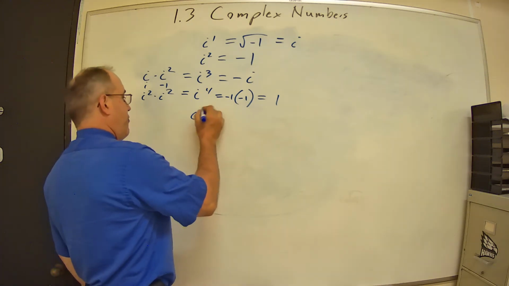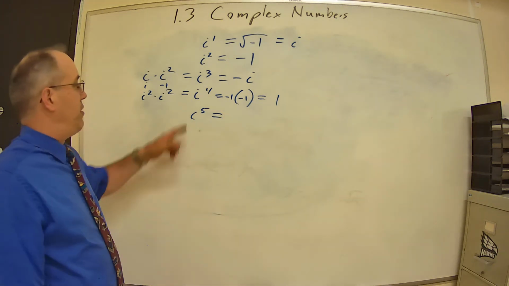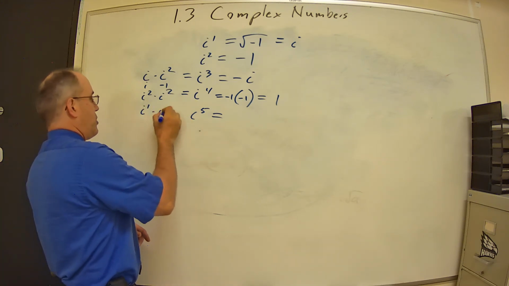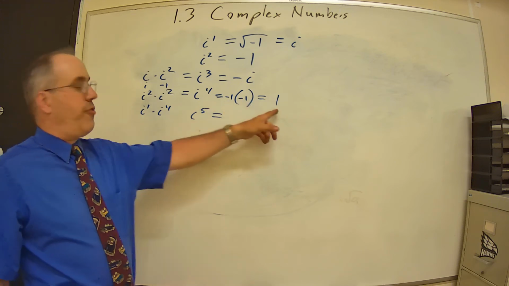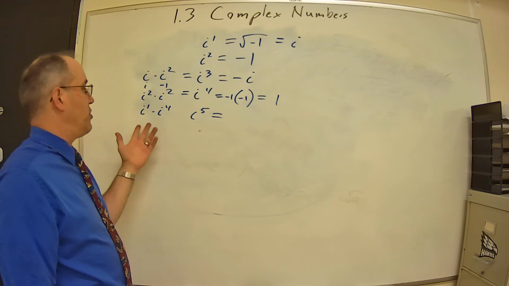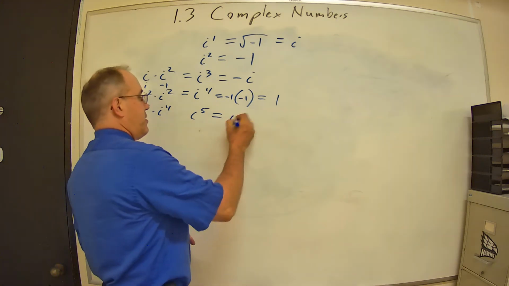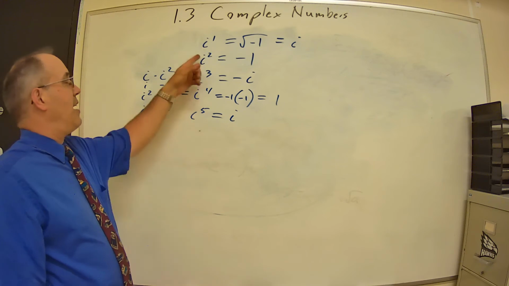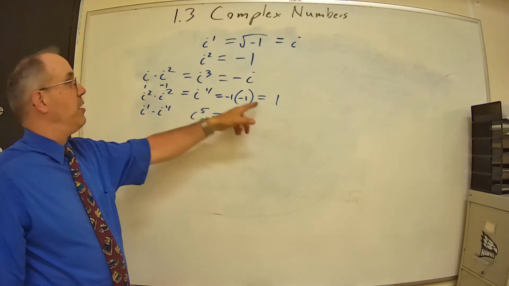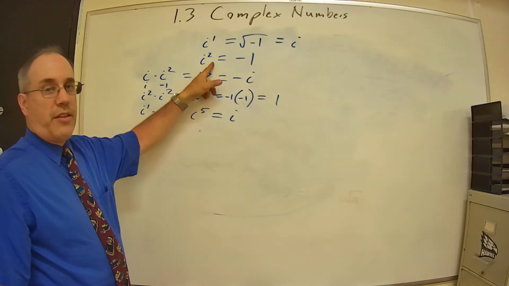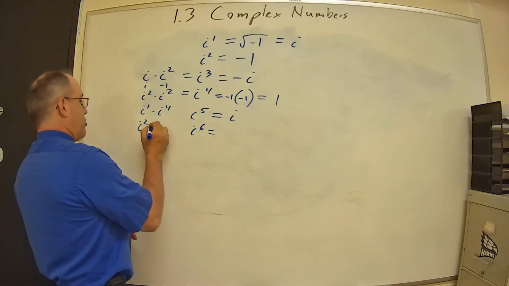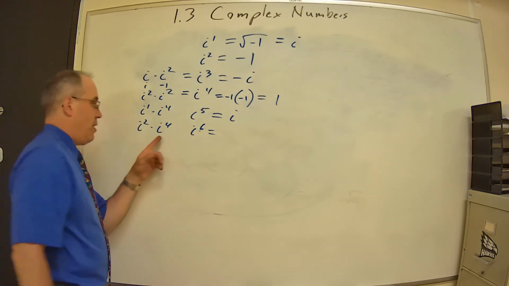What about i to the 5th? Well, i to the 5th is i to the 1 times i to the 4th. i to the 4th is 1. Okay. Well, 1 times anything gives you that thing, so i to the 5th is i again. i to the 6th: i to the 4th is 1, so i squared times i to the 4th gives you i to the 6th. So i squared times i to the 4th, and i to the 4th is 1.